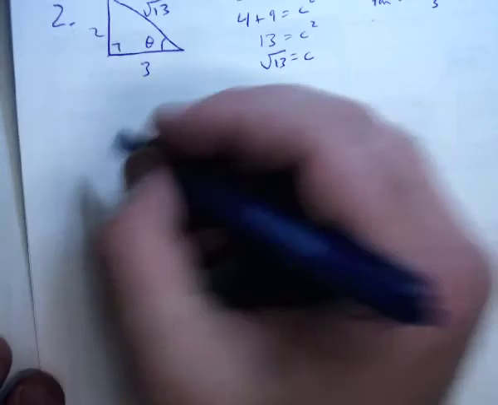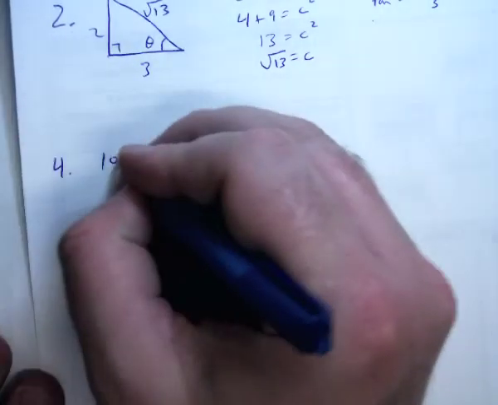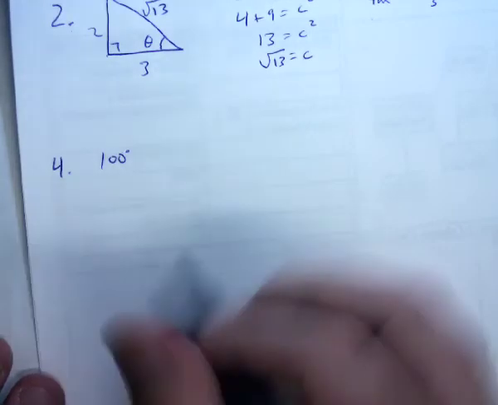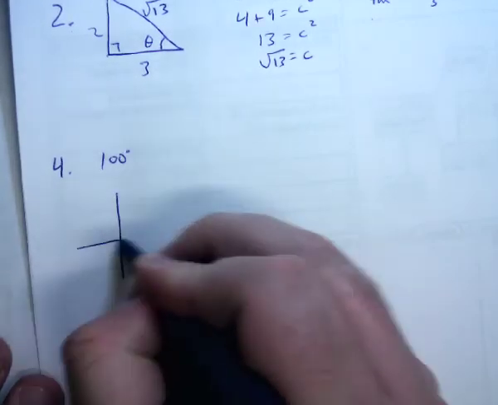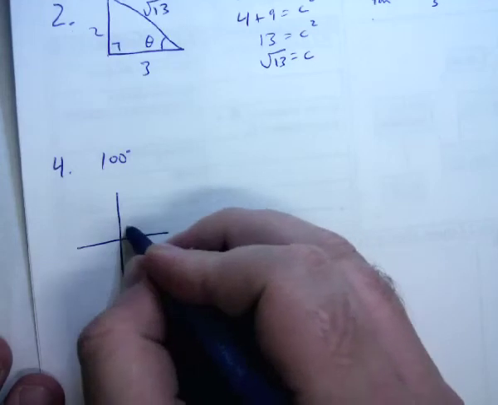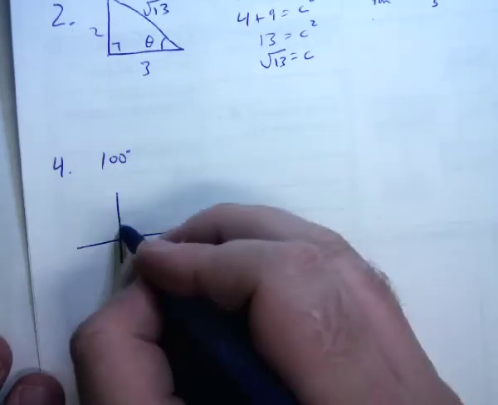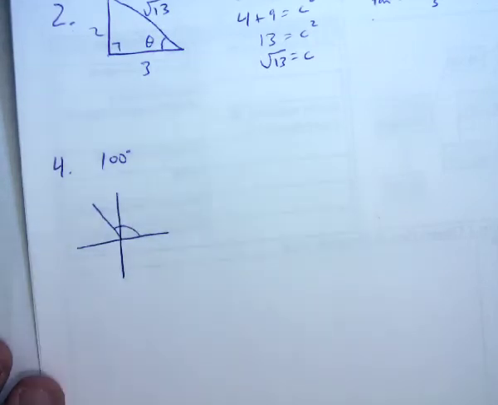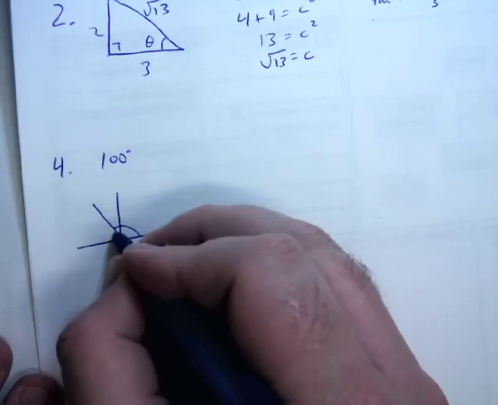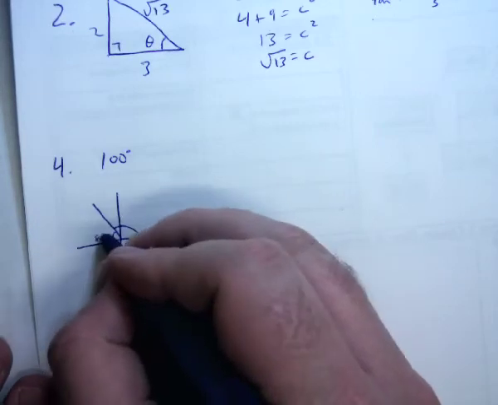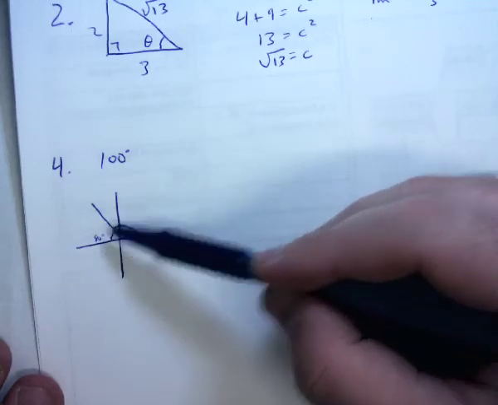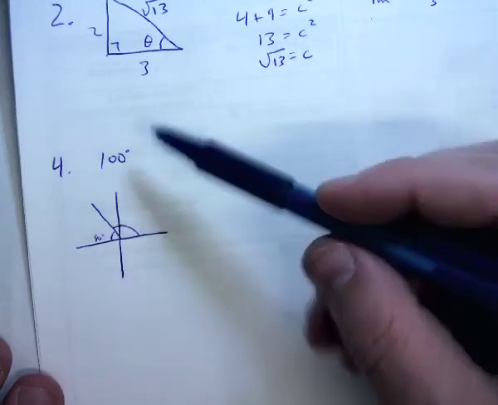Number 4, we need to draw 100 degrees. So I know that when I go here, it's 90, and just a little bit more, it's going to be 100. I can also say this angle is 80 degrees, because I know that the difference between 100 and 180 is 80, but that's not that important. That's a 100-degree angle.